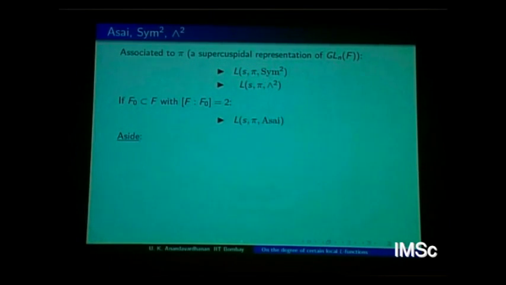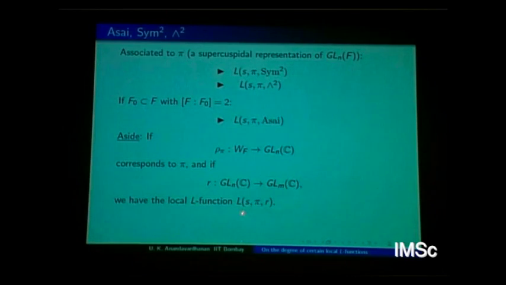How does one consider such things? Consider this as the Galois group of F. Under the Langlands correspondence, if you have a representation of GL_n(F), you have an n-dimensional representation of the Galois group. Suppose you have one more representation R, an m-dimensional representation of GL_m(C). Then corresponding to this you have an L function, L_S(s, pi, R).